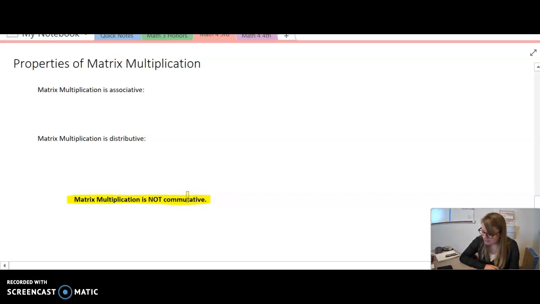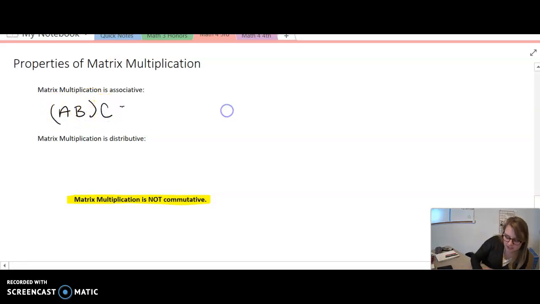Please excuse that pronunciation. But matrix multiplication is associative. And so what that means is that when we multiply A times B and then multiply C, that's the same as doing A times B times C.